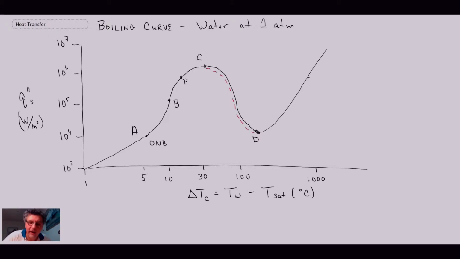A few areas or points that I want to point out, and then we'll describe other ones throughout the rest of this segment. First of all, this point up here at point C is the critical heat flux, and that had a value of Q max double prime. Another one is down here at point D. This is where we have the minimum Q, and this is called the Leidenfrost point.